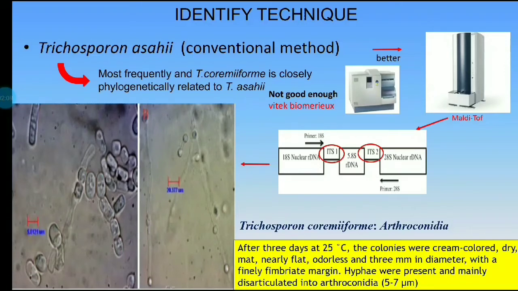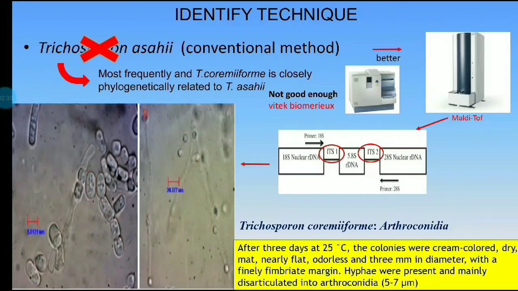This strain was first erroneously identified as Trichosporon asahii by a phenotypic method such as Vitek. Vitek is equipment for identification of bacteria and yeasts by phenotypic methodology. It is widely used by microbiology laboratories. That is all I have to say about this identification technique.